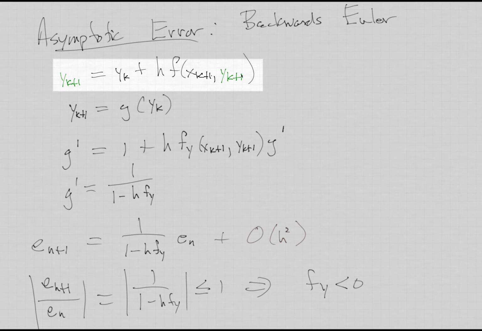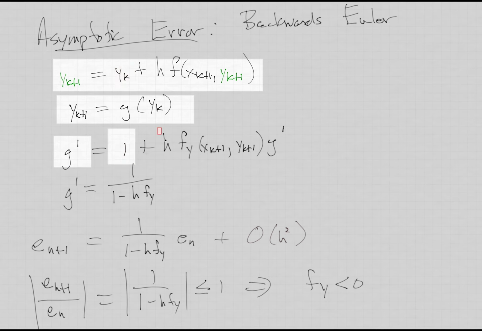Now, we may not be able to solve this equation explicitly. However, by thinking of y sub k plus 1 as some function, I'll call it g, of y sub k, we can at least differentiate this equation implicitly and solve for g prime that way. So we can find out what g prime is. If you differentiate y sub k plus 1 with respect to y sub k, that's just the derivative of g, right? g is just y sub k plus 1 expressed as a function of y sub k. So differentiating the left side gives us g prime. On the right side, differentiating y sub k with respect to y sub k just gives us 1.